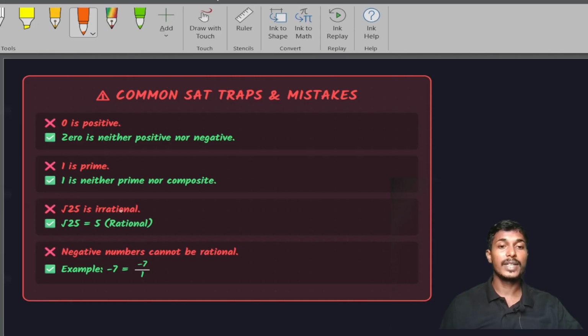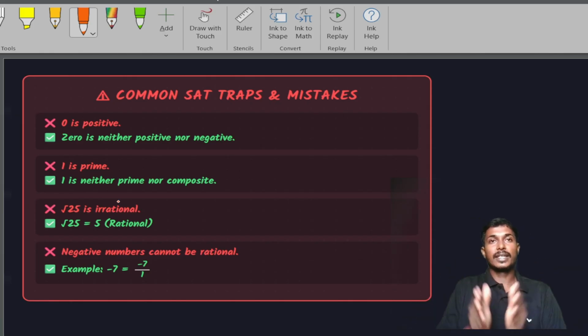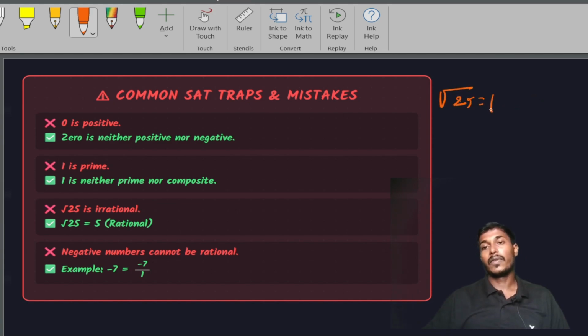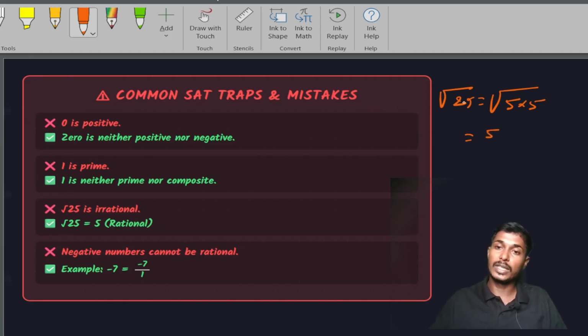Is root 25 a rational number? Many students think that anything inside the root is irrational. No, root 25 can be simplified as root of 5 multiplied by 5. If you don't know about exponents and radicals, I'm going to take a separate lecture on that. But for the time being, just understand that if there are two same factors inside the root, then one will come out. So this is not root 5, this is actually 5, and 5 is a rational number.